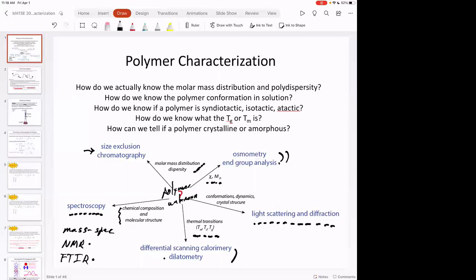And then in your advanced courses, you'll talk about light scattering and diffraction, XRD, small angle X-ray scattering. We also do light scattering in solution to figure out the molecular weight, and that's, like I said, in your advanced classes. Any questions on this or comments or things you want to talk about before we get into the slides? All right.